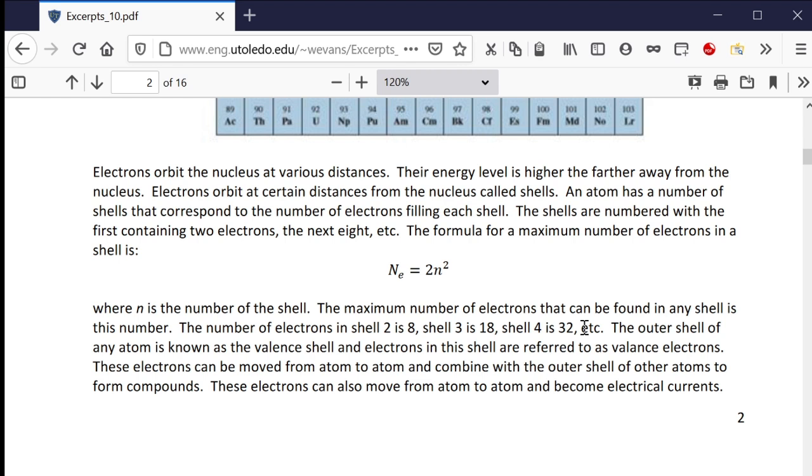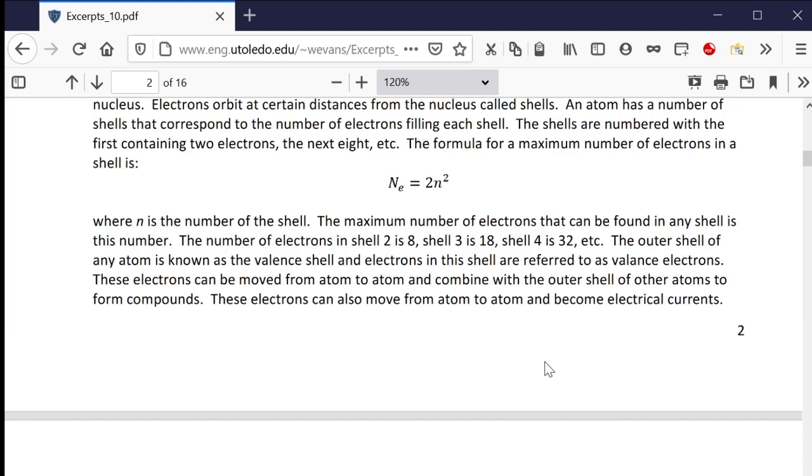The outer shell is known as a valence shell, and the electrons in the shell are referred to as valence electrons. These are the ones that can be moved. These electrons can be moved from atom to atom and combined with the outer shell of other atoms to form compounds. These electrons can also move from atom to atom and become electrical circuits.